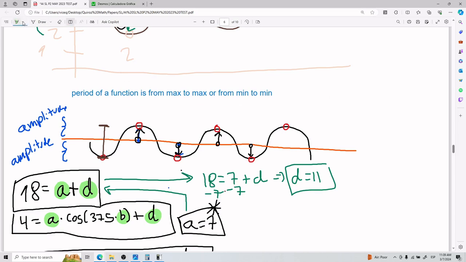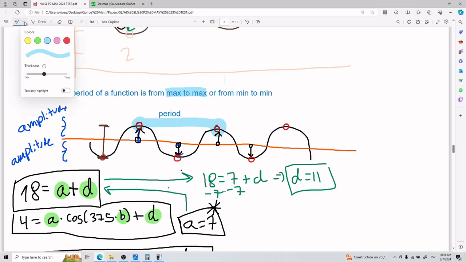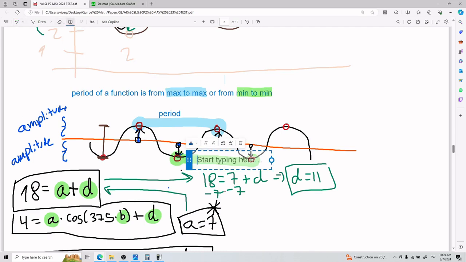What do I mean by this? In the case of from max to max, it would be from this guy to this guy. So whatever that distance is literally going to be the period. From the minimum to minimum, it would be from this guy to this guy, and this would also be, ladies and gentlemen, the period. See? So the blue distance and the green distance are the same. The period of the cosine function is always the same.